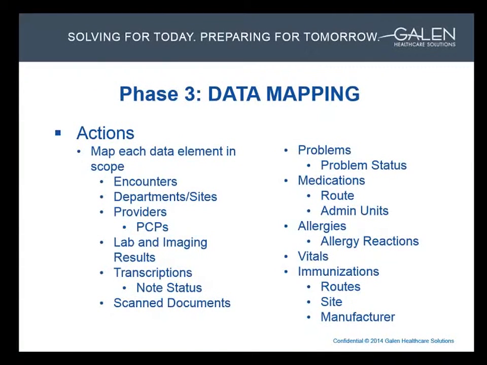Thanks, Mark. I'm going to start by talking about Phase 3 data mapping. In order to convert data from one EHR to another, the data will need to be matched up between systems. Each system will have its own individual codes and descriptions for the data elements, so mapping needs to take place. Data mapping consists of matching each legacy record for a given data element to a record in the target system.